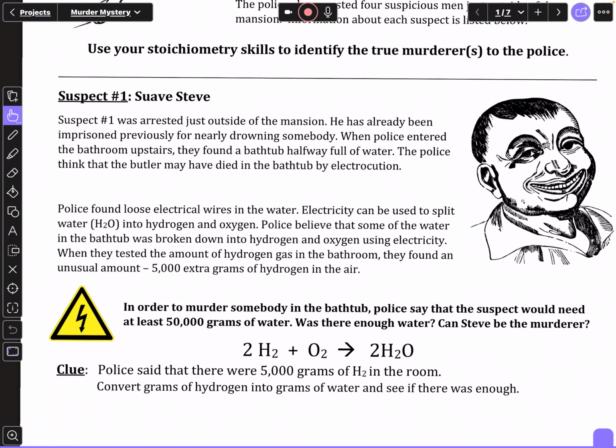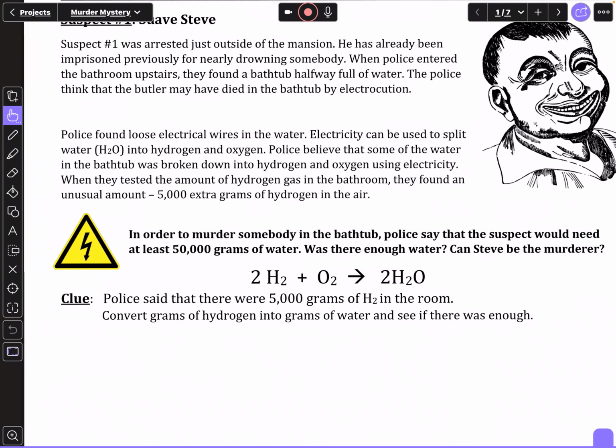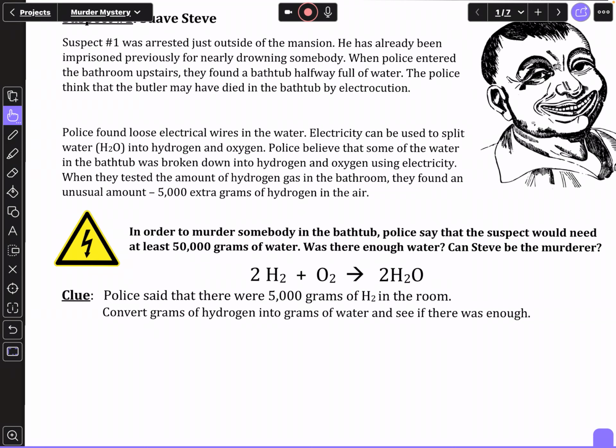First suspect is Suave Steve. Suspect 1 was arrested just outside his mansion. He's already been in prison previously for nearly drowning somebody. When police entered the bathroom upstairs, they found a bathtub halfway full of water. Police think that the butler may have died in the bathtub by electrocution. Police found loose electrical wires in the water. Electricity could be used to split water into hydrogen and oxygen. Police believe that some of the water in the bathtub was broken down into hydrogen and oxygen using electricity.